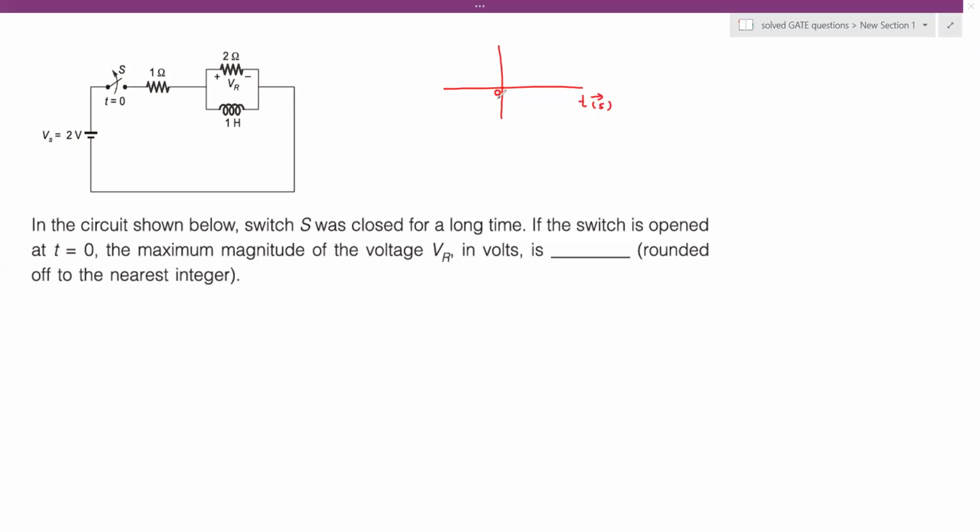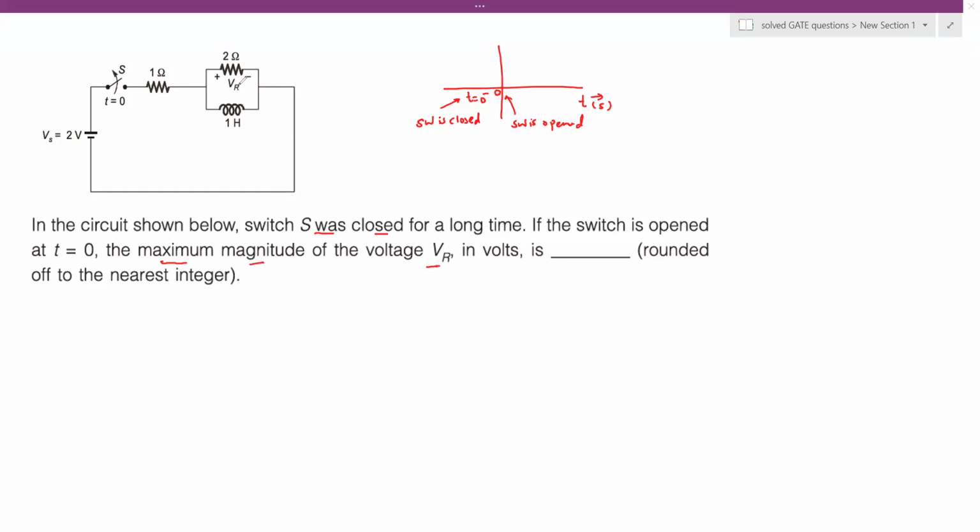So at t equal to 0 right here, the switch is opened. And before that, that is t equal to 0 minus, the switch is closed. So that's what the problem says: the switch was closed for a long time, and the switch is opened at t equal to 0. Then we are asked to find the maximum magnitude of the voltage VR.